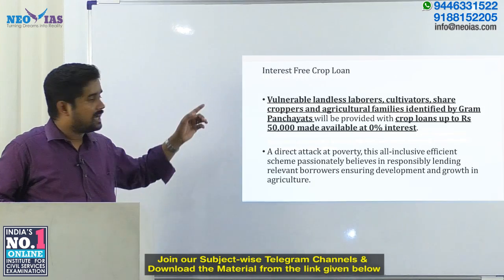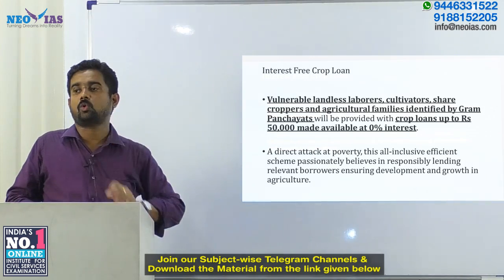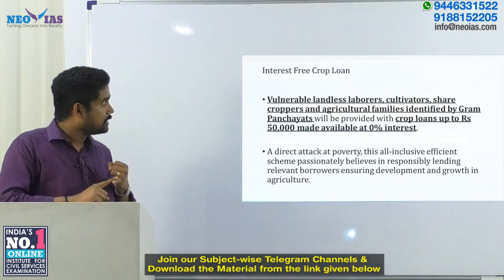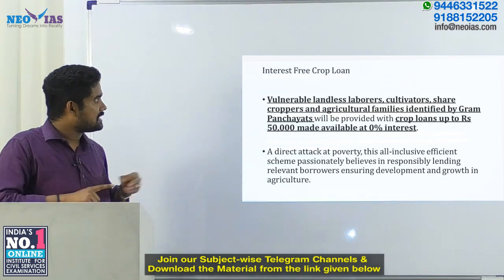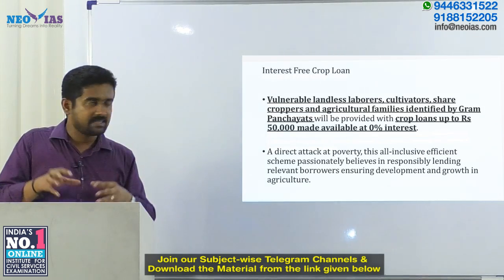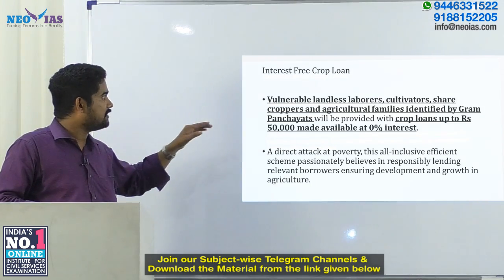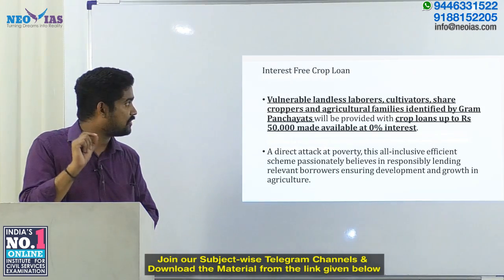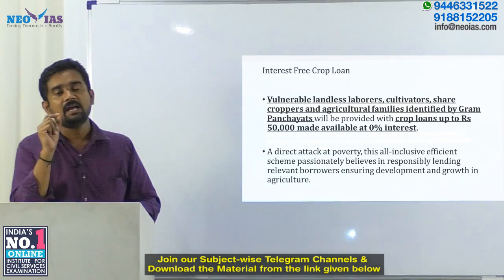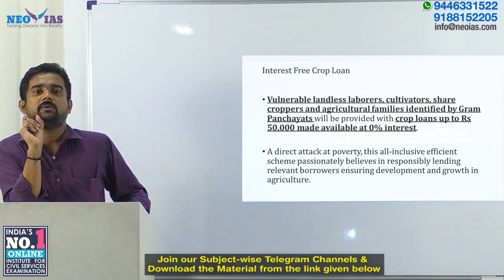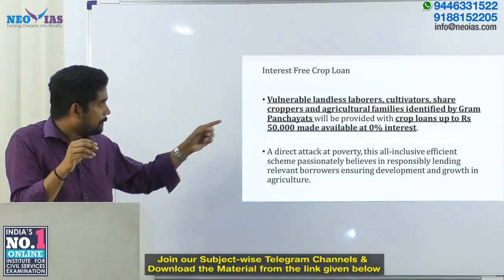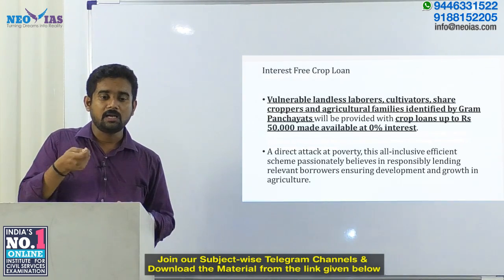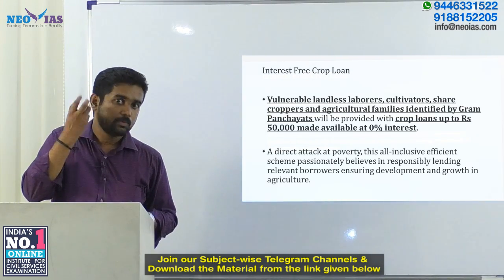And next is the idea of interest-free crop loan. Vulnerable landless laborers, cultivators, sharecroppers and agricultural families identified by the Grama Panchayats will be provided with crop loans up to rupees 50,000, and that will be made available with 0% interest. So, without any interest payment, the farmers would be given a loan amount so that they can start up their cultivation for their crops.